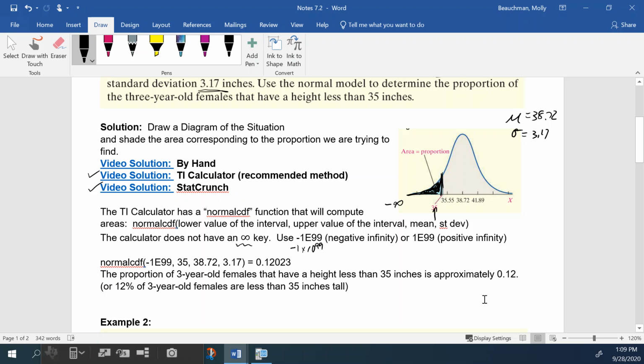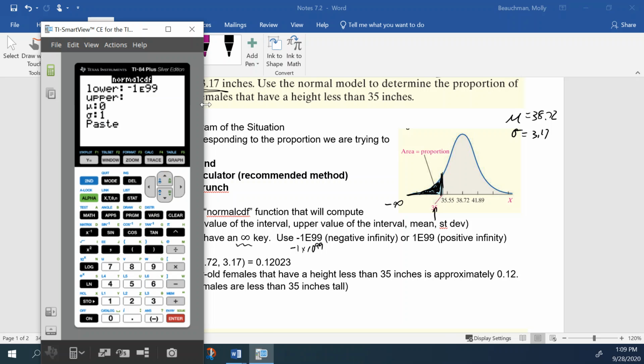So let me show you where that's at. So on the calculator, lower limit of negative 1, use the negative key, 1. The E is above the comma, and this is the engineering notation. It means times 10 to the power of 99. So negative 1 E99 to 35, that's the interval that we're looking for. The mean of our distribution is 38.72. And the standard deviation is 3.17.